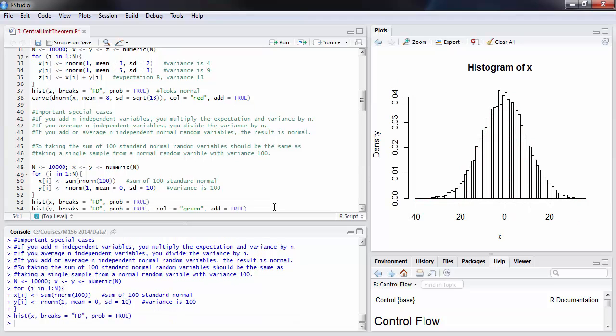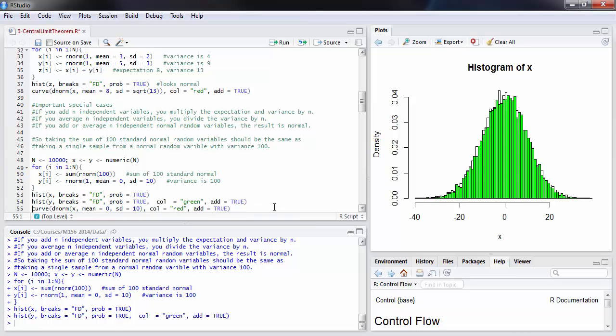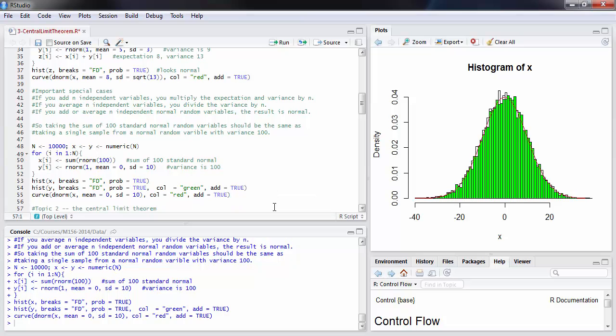There's a histogram of X. Using add equals true, I will overlay the histogram for Y in green, and you can see they're almost exactly the same. Not exactly the same because we only took 10,000 trials, but pretty close. And they both agree nicely with the probability density function for a normal distribution with mean of 0 and variance of 100, standard deviation of 10.